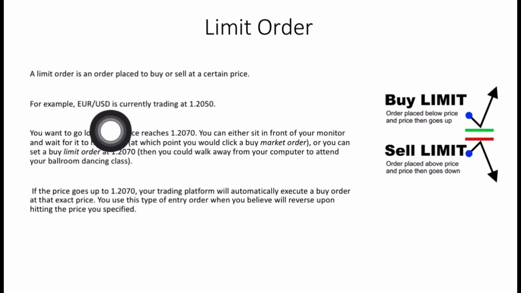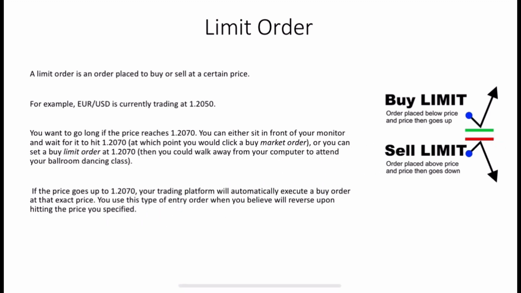For example, Euro USD is currently trading at 1.2050. You would go long if the price reaches 1.2070. You can either sit in front of your monitor and wait for it to hit 1.2070, at which point you would click a buy market order, or you can just set a buy limit at 1.2070. Then you would walk away from your computer and attend your ballroom dancing class.